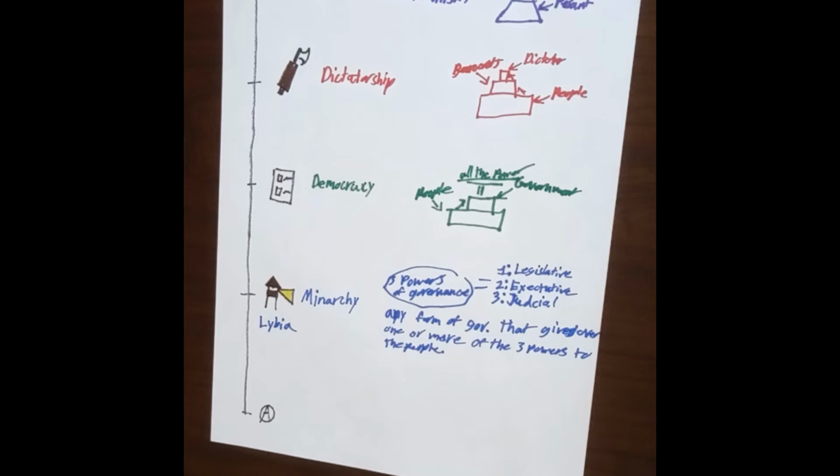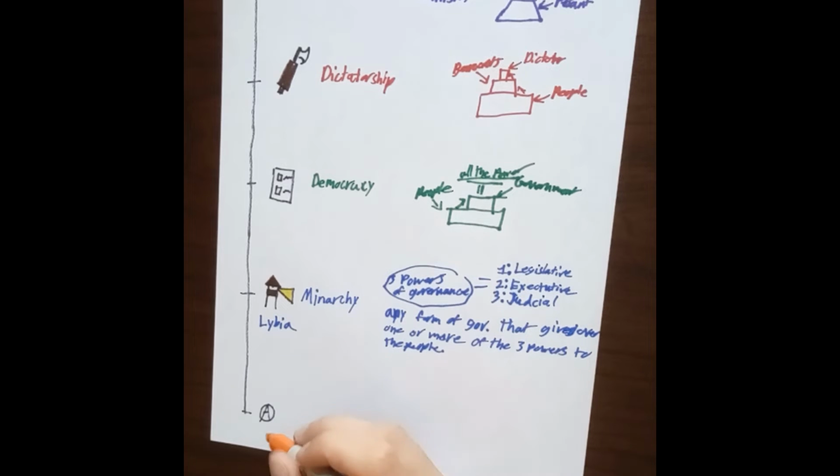So, now let's move on from monarchy over to, which color do I use? Let me think. How about I use red? Well, I've already used red. Never mind. How about I use orange then? All right.